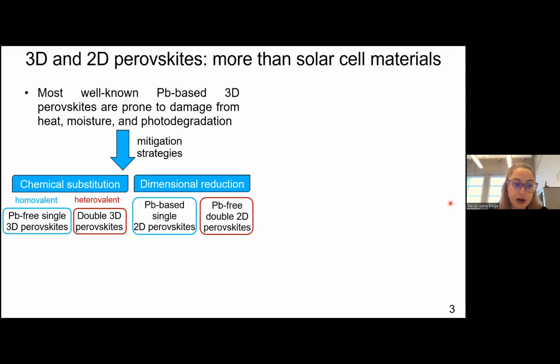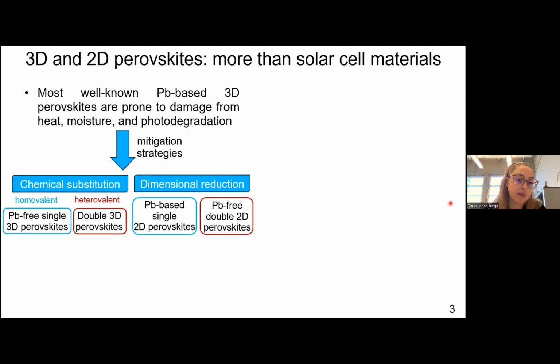Some of them are based on chemical substitution, either homovalent substitution, that means that you would replace lead in, let's say, the most well-known MAPI or cesium lead iodide. Then you would replace lead with another divalent metal. So then you can go to tin or germanium, for example, but those were also not very stable.